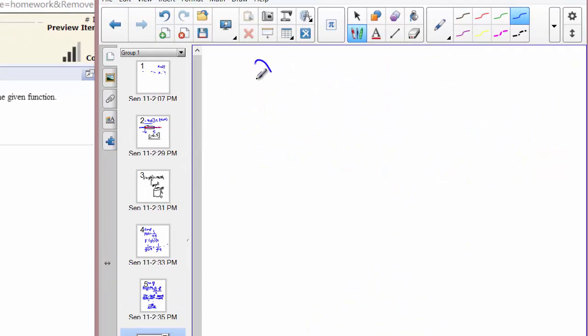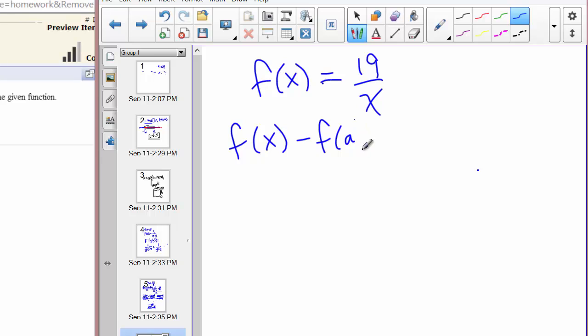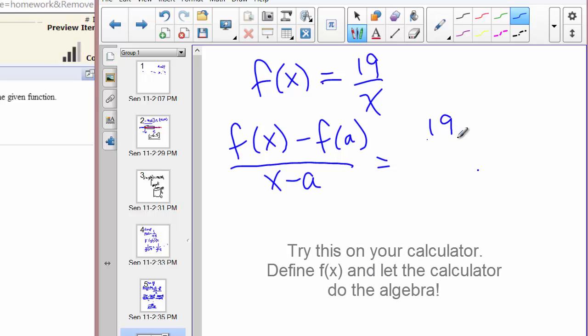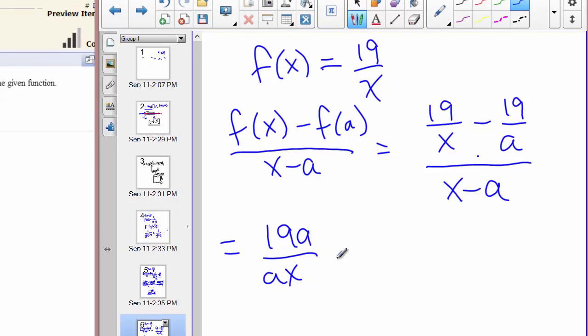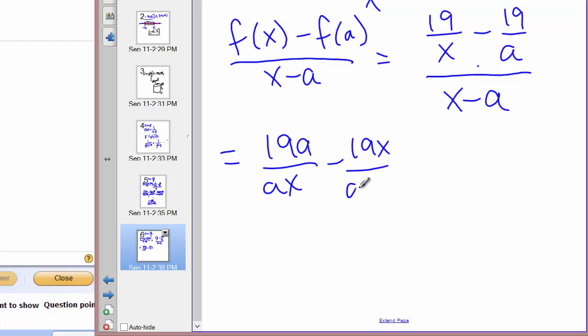So again, the same function. F of x is 19 over x. So now we want f of x minus f of a over x minus a. So f of x is just 19 over x. F of a is 19 over a, all divided by x minus a. And again, we need a common denominator in the numerator. The common denominator would be ax. So that would be 19a over ax minus 19x over ax, and then all over x minus a.